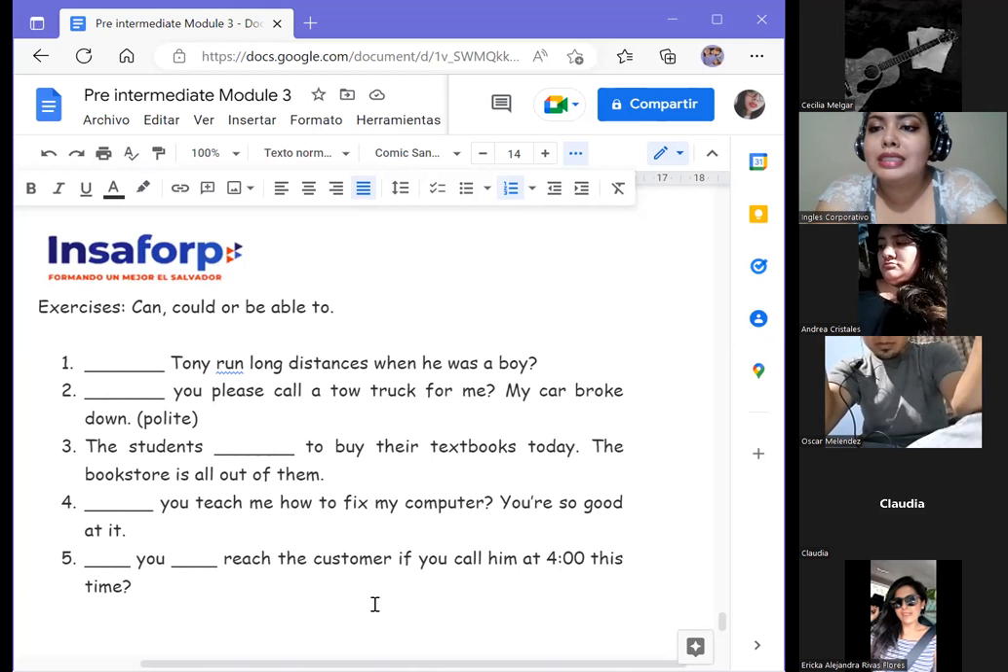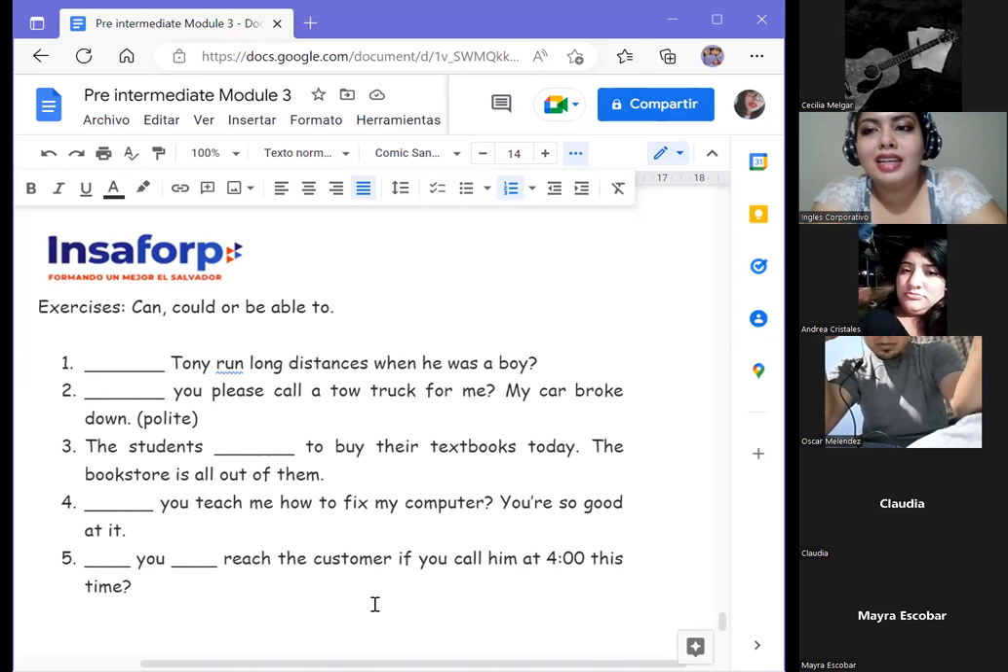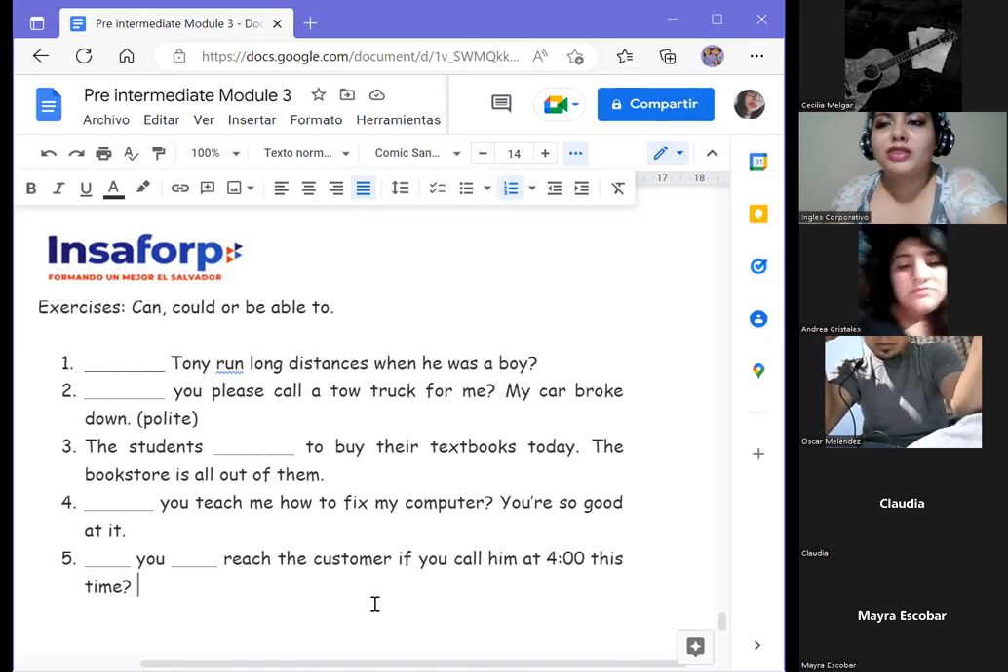My car broke down. Number 3, the students blank buy their textbooks today. The bookstore is all out of them. So in that case, you are going to use negative statements, and I can say the structure because you are going to find the answer very quick.